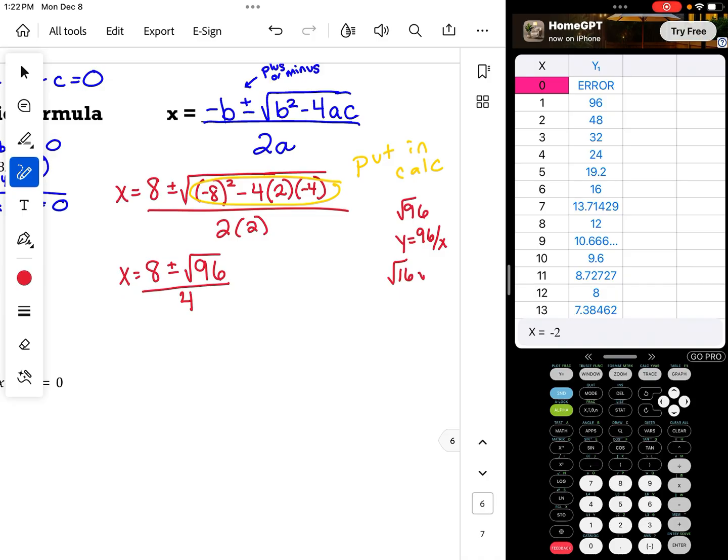So we will rewrite this as square root of 16 times square root of 6. Square root of 16, what is that? 4. Square root of 6. So now I'm just going to replace that for this. So now I can write this as 8 plus or minus 4 square root of 6 over 4.